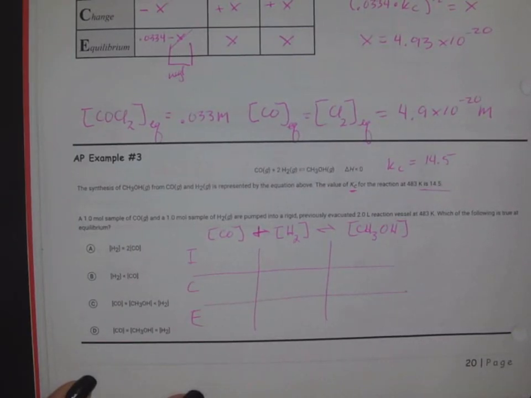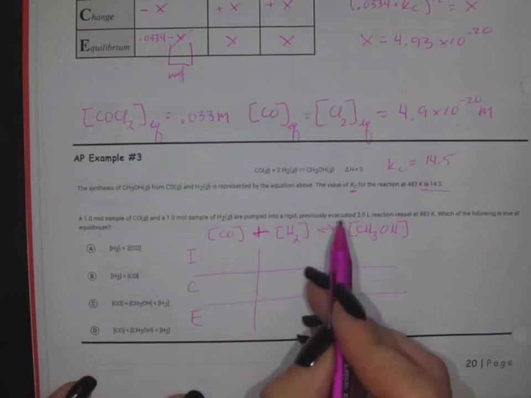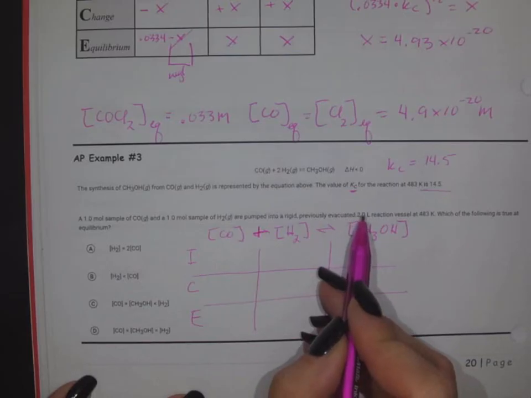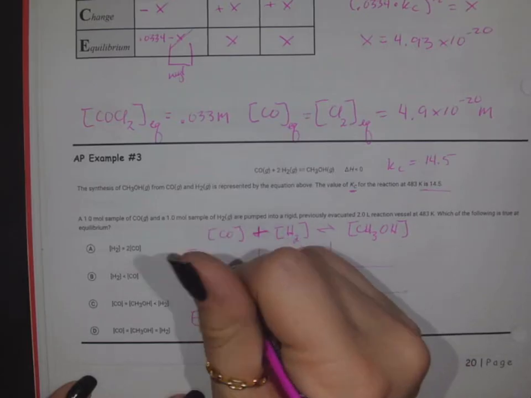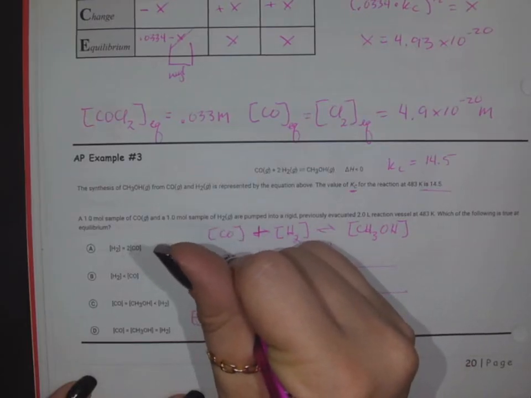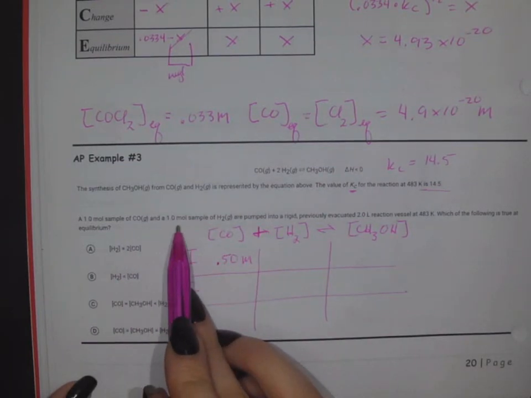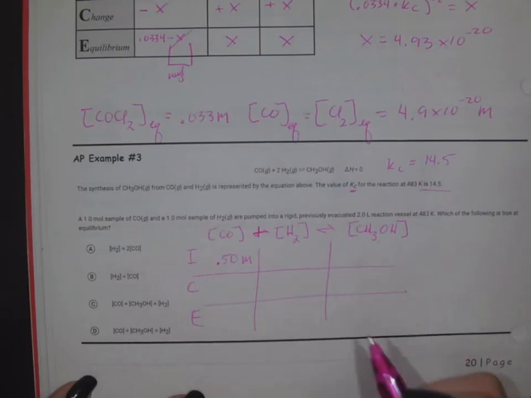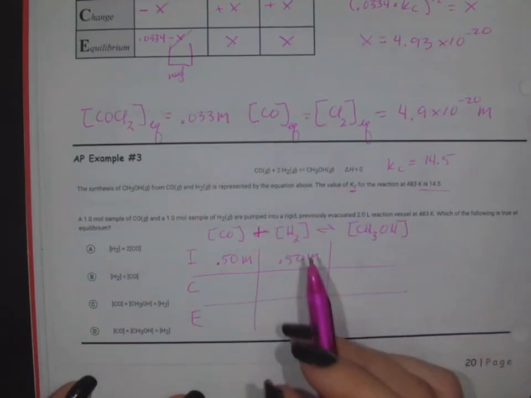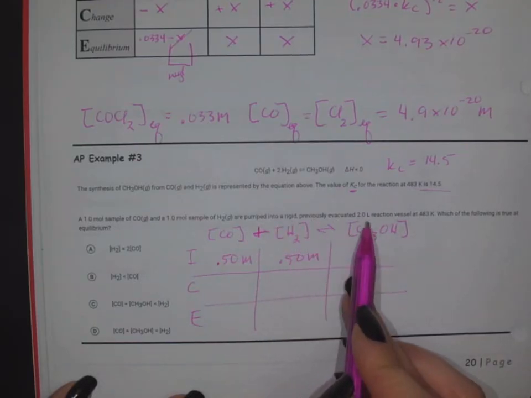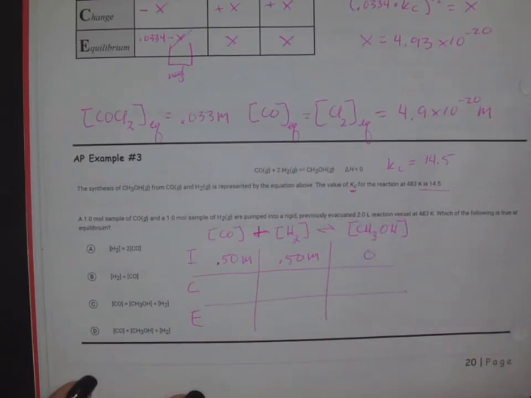Okay, beautiful. So a 1 mole sample of carbon monoxide in a 2-liter container. So 1 mole divided by 2 liters, right, moles per liter. So my concentration to start off with is 0.50 molarity, because 2 sig figs. And a 0.1 mole sample of H2 in the same 2 liters. So same deal, we have 0.5 molarity. And this was pumped into a previously evacuated container. So there's no CH3OH that we're starting with.